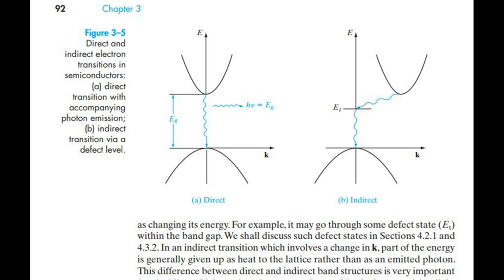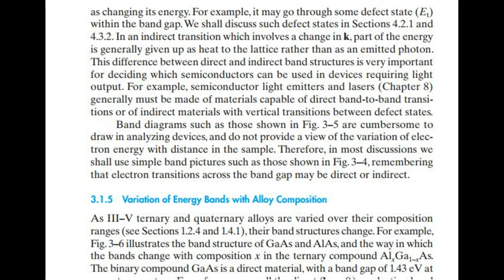This difference between direct and indirect band structures is very important for deciding which semiconductors can be used in devices requiring light output. For example, semiconductor light emitters and lasers, Chapter 8, generally must be made of materials capable of direct band-to-band transitions or of indirect materials with vertical transitions between defect states.